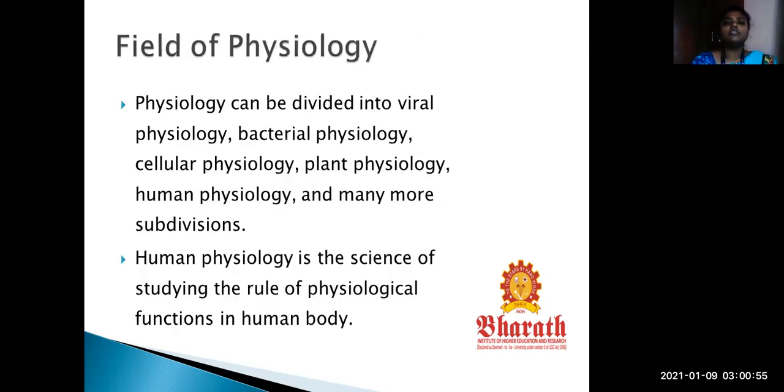The field of physiology can be divided into several fields. It includes viral physiology, bacterial physiology, cellular physiology, plant physiology, human physiology, and many more subdivisions. Now we are mainly going to focus on human physiology, right? Human physiology is the science of studying the role of physiological functions in the human body.